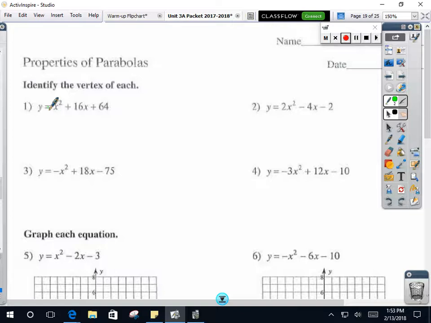Okay, number 1 on page 15. Identify the vertex. When you just are given an equation, what's the easiest way to identify the vertex of it? But this is not in vertex form, it's in standard. So what do you got to do? But there's no graph. Graph it on the calculator. Okay, so graph it on the calculator.